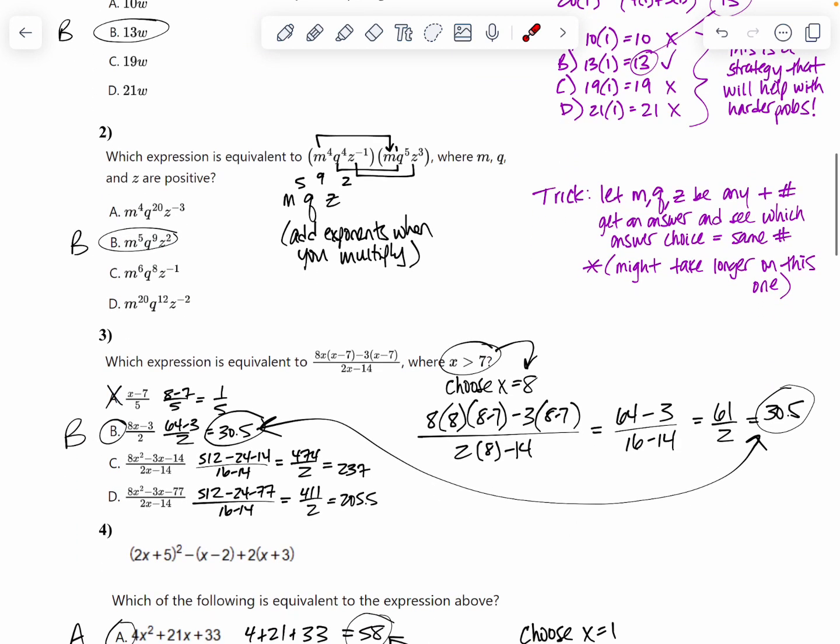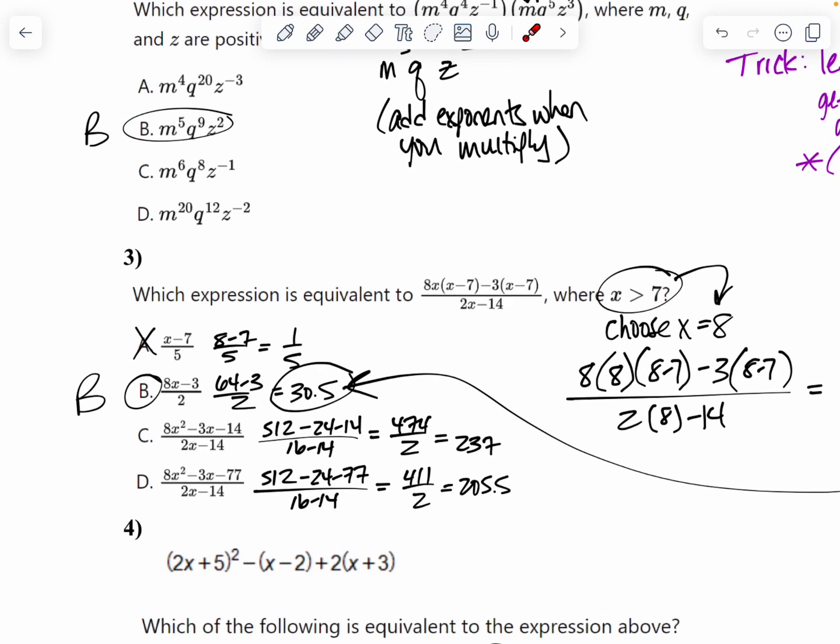That would be a little bit harder for this one, but that is another way to get around that question. For number 3, I think I just went right to the trick for this one. But what I am noticing is we have a GCF here. You can factor out x minus 7 from the numerator, and you can factor out a 2 from the denominator, and then your x minus 7s will cancel, and whatever you're left over with will likely be one of these choices. So that's how to do this algebraically.